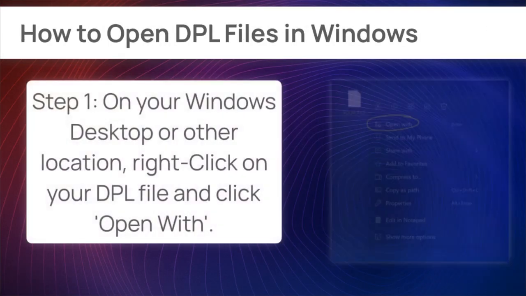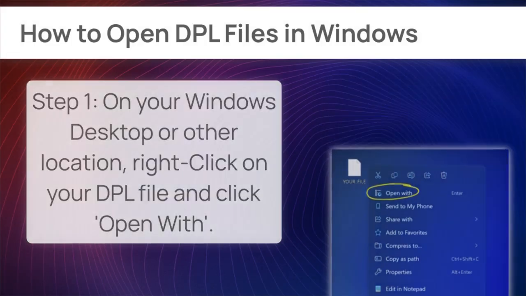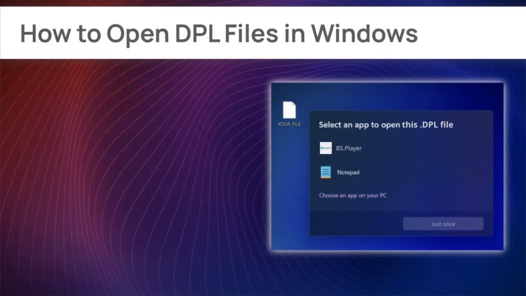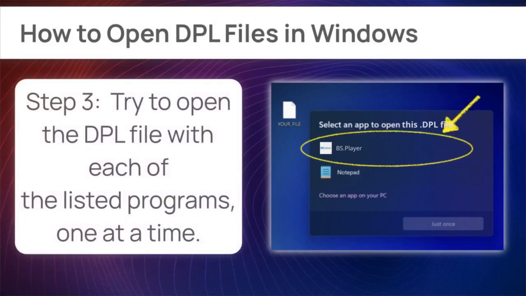We're going to check the compatibility list systematically. Right-click your DPL file, then click Open With. Test BS.Player if you see it. If it fails, select the next program.